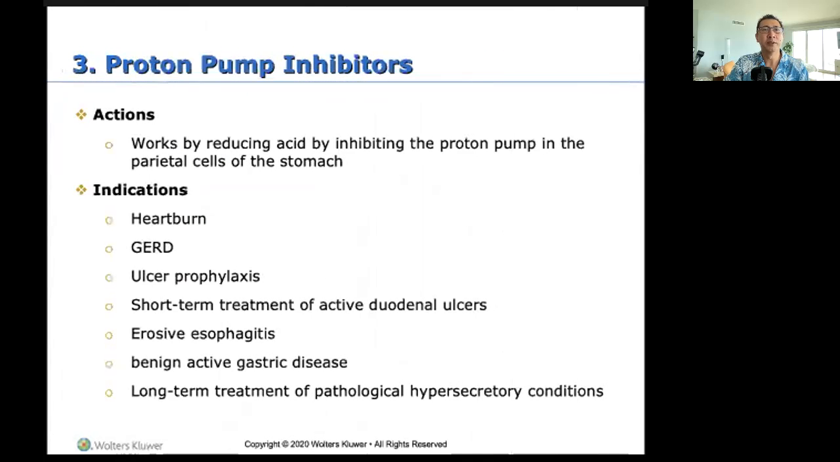It works by reducing acid, by inhibiting the proton pump in the parietal cells of the stomach. Indications: heartburn, GERD, ulcer prophylaxis, which is why we are giving it to our patients in the hospital. Prevention of stress ulcers while you are in the hospital. You will get that. Patients will ask you that.